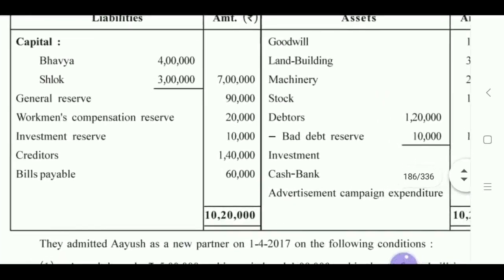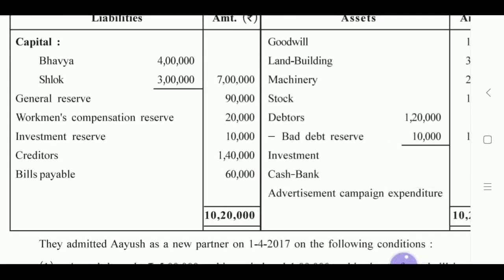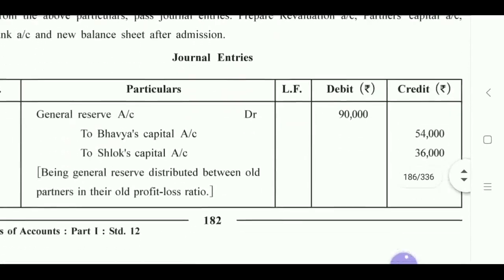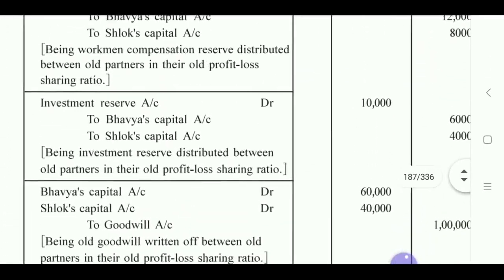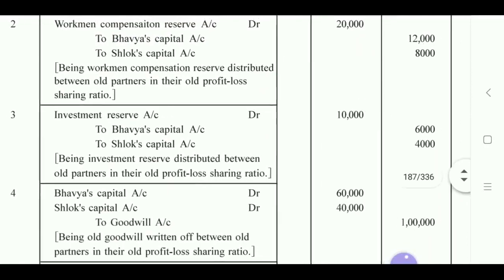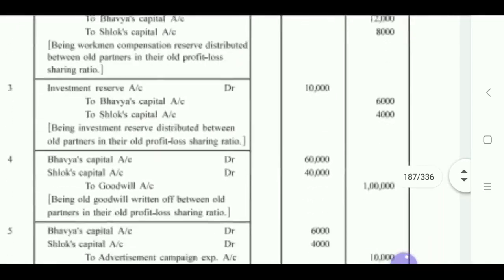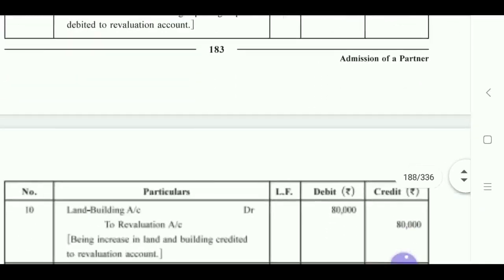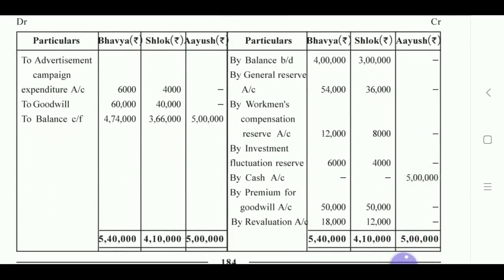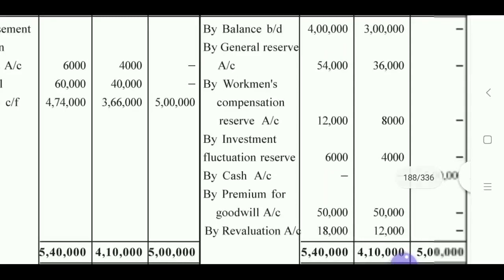You have an investment reserve here. Again, there was no adjustment regarding this, so this will be distributed among partners in the old ratio. The old ratio is 3:2. Let us check the journal entry and then posting. Yes, investment reserve account debit to Bhavya's capital account, to Shlok's capital account, in the old ratio. In the journal entry, investment reserve has been debited, so in the process of posting, it has been credited.